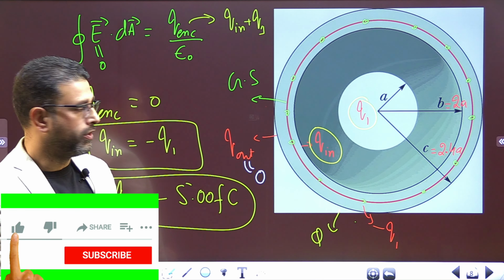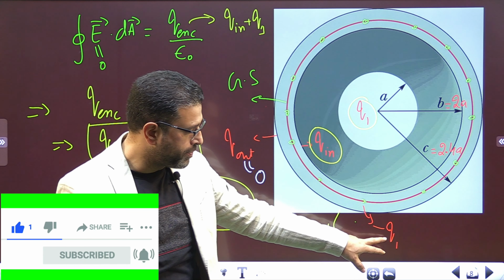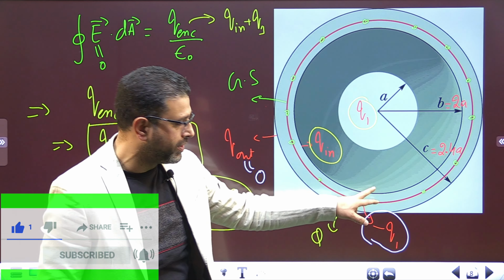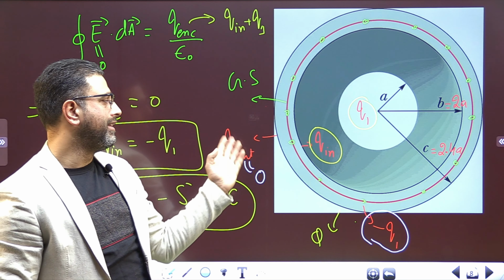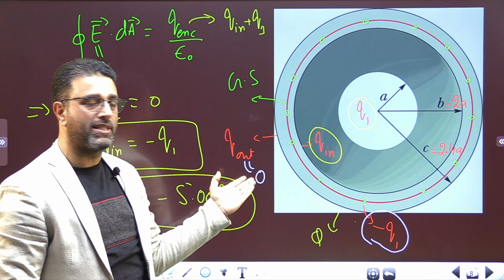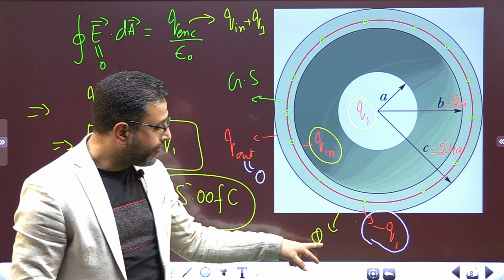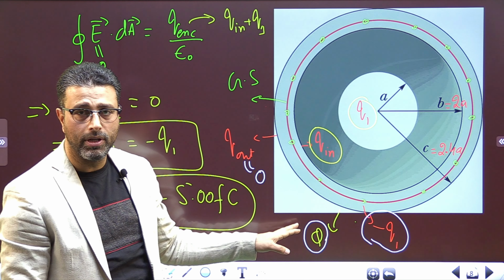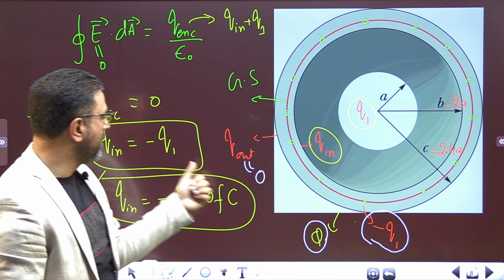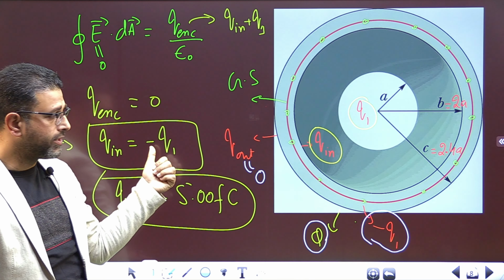So in this particular case, with total charge of this spherical shell equal to minus Q1, all of it lies on the inner surface, nothing goes to the outer surface, so outer surface has charge 0. But if total charge of the spherical shell were something else, say capital Q, then Q inner would still be minus Q1.